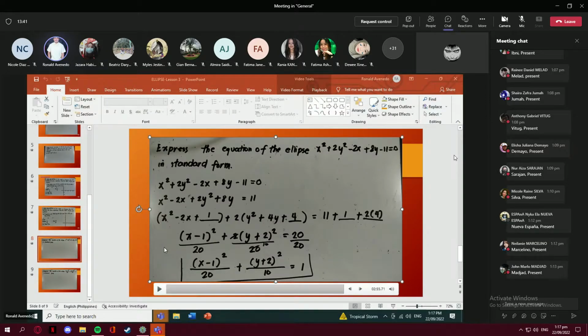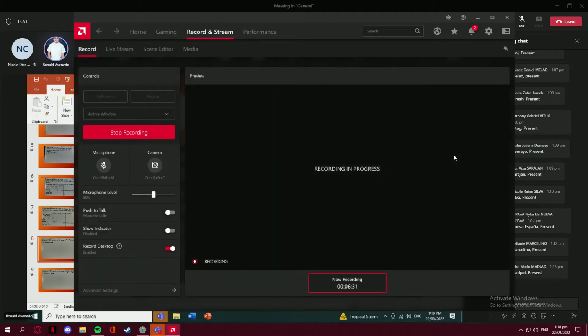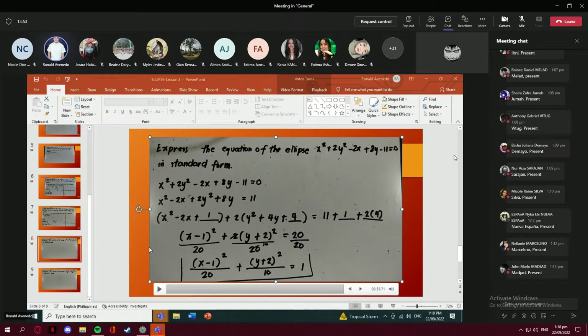Screenshot if you want. That is rewriting the equation of the ellipse from general form to standard form. And I think the manipulations are very easy. You just recall how you solved equations when you were in junior high school, as well as the concept of completing the square. Next.